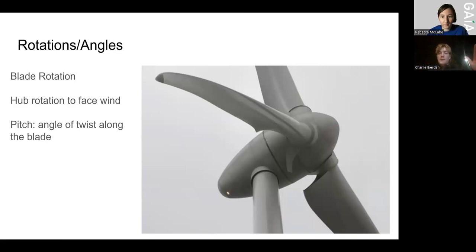The blades can be pitched like an airplane wing if you want to, in a way that optimizes the power generation. And you can also control the speed of the blade by pitching it in a certain direction.